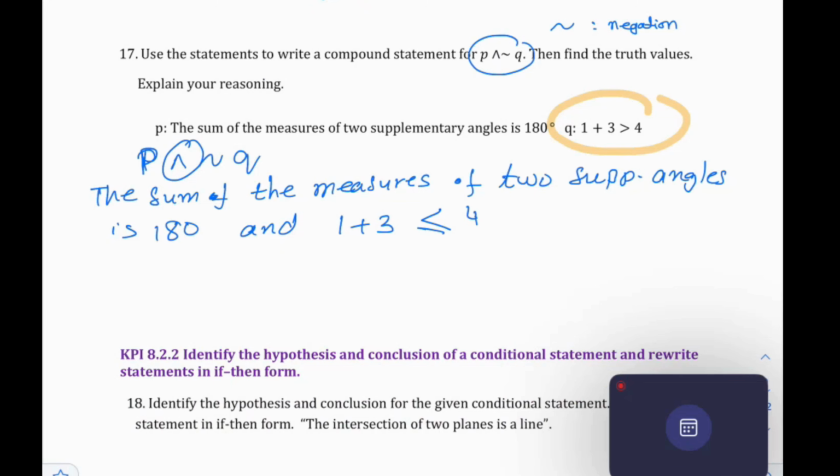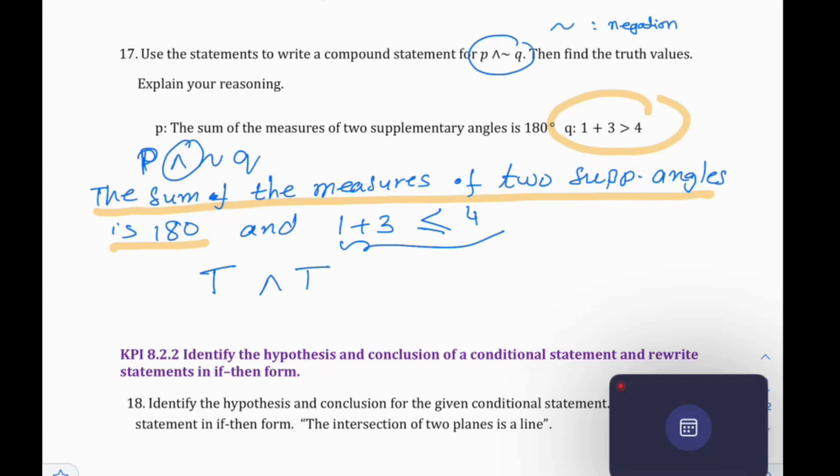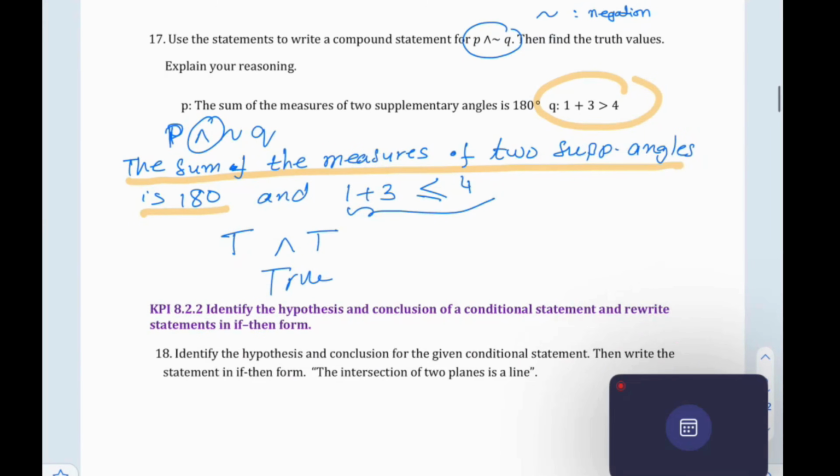And now we are going to check one by one. The sum of the measures of two supplementary angles is 180. This is true. 1 plus 3 is less than or equal to 4. Now, after negation, it's true. It was false, now negation means the opposite, not false. So, true and true is true. So, the result is true.